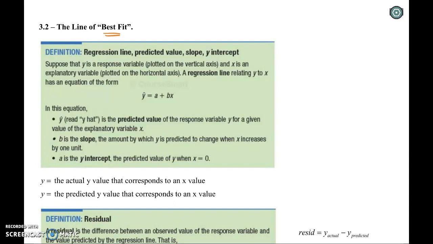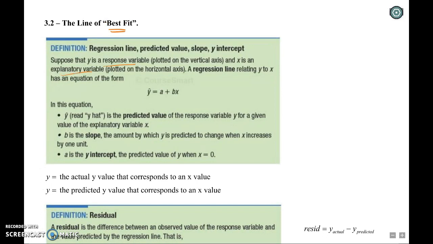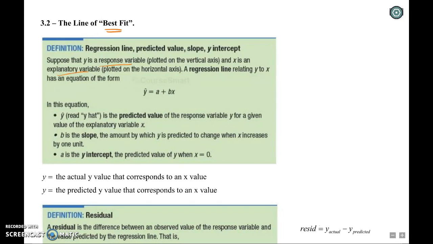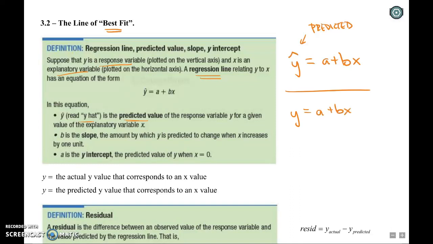So some definitions. Suppose we make a scatter plot of a response variable versus an explanatory variable. A regression line basically has the form y hat equals a plus bx. The hat is kind of important. It's a y hat, and that indicates a predicted value, or a prediction. We shouldn't write y equals a plus bx. In fact, on my test, you'll lose points for that because y does not equal a plus bx.